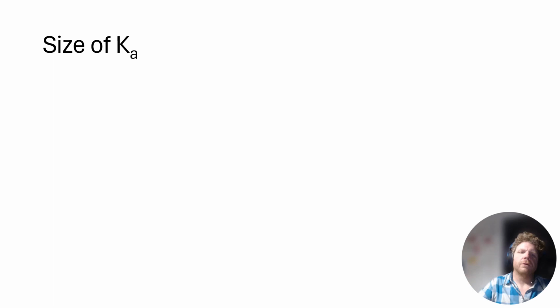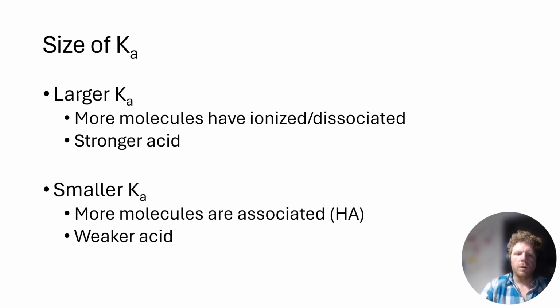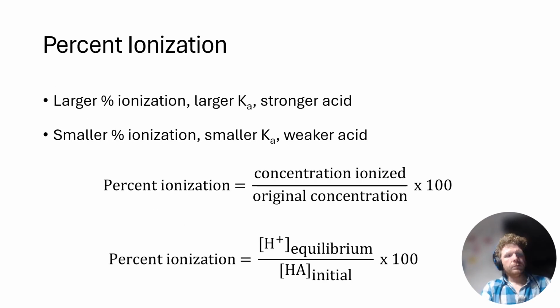Okay. Now, the magnitude or the size of a Ka is going to be important because a larger Ka means that more ions have ionized or dissociated. A larger Ka is indicative of a stronger acid. A smaller Ka, more molecules are associated, so more of the HA remains intact. What that means is that you're dealing with a weaker acid.